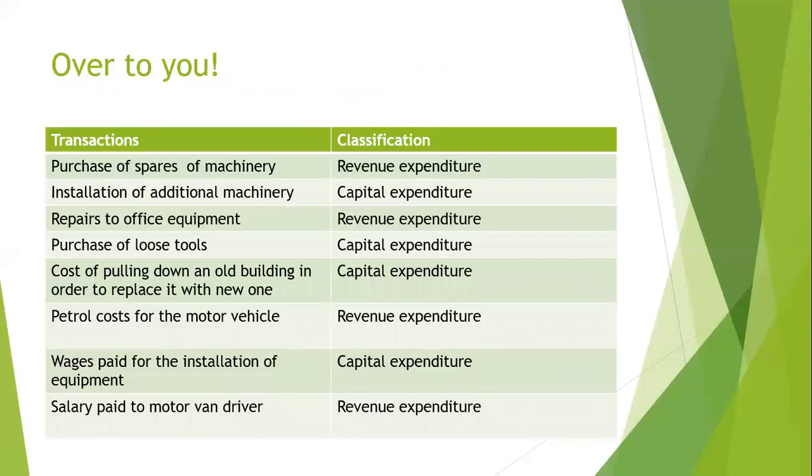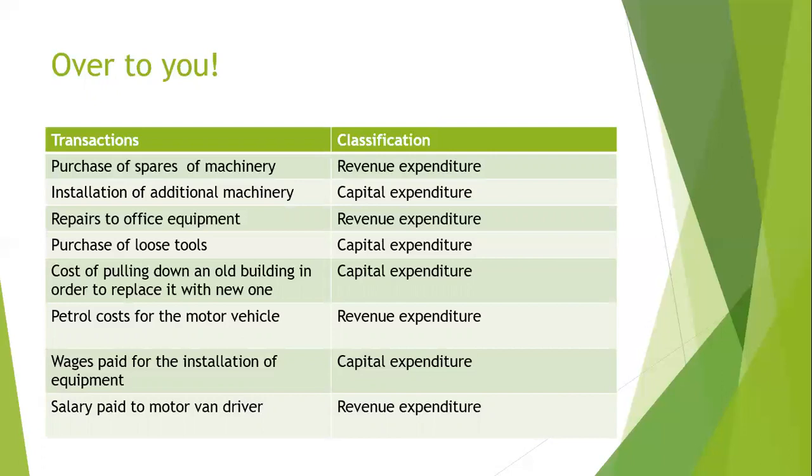Now, let's discuss one example. We have simple transactions, and this is a pet question in papers also. I have taken this question from your past papers. Transactions are given to you and you have to classify each transaction into capital and revenue expenditure. The first one is purchase of spares of machinery. It is revenue expenditure. Why? Because these expenses are to maintain the machinery.